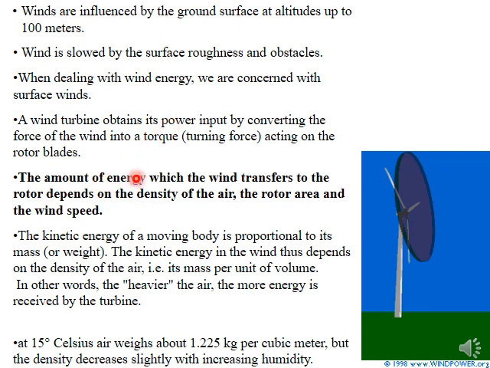Now the amount of energy which wind transfers to the turbine rotor depends upon the density of air, the rotor area, and the wind speed. These are the three parameters which we will discuss at a later stage, that is how the energy generated by a windmill or wind turbine depends on these parameters. These three parameters are the density of air, rotor area, and the wind speed. Okay, now move to the next.